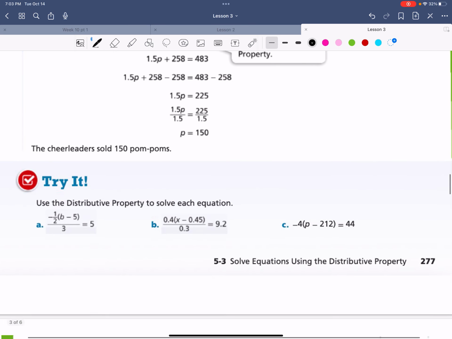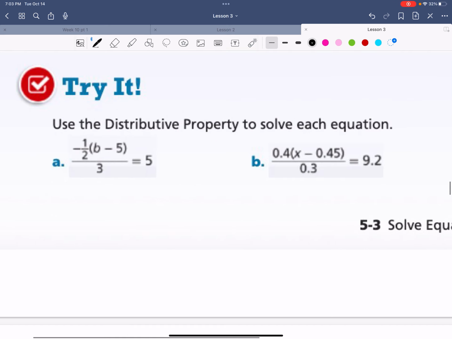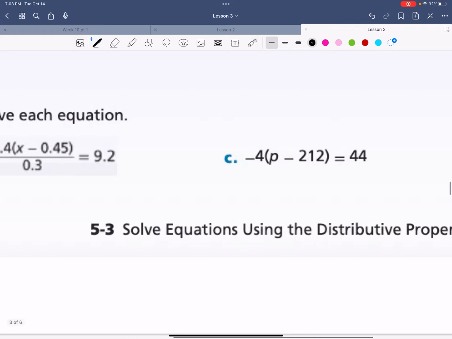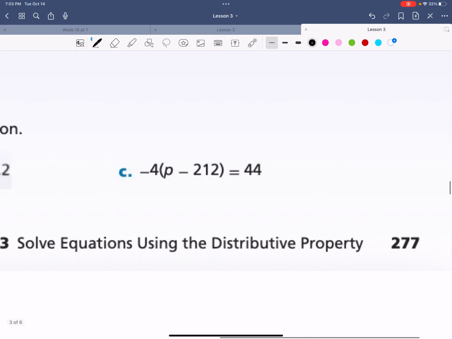Let's move right along to the bottom of page 277. So we have 3 problems here. Let's actually start with problem C, and then we'll go back. We'll kind of work backwards. Before we can solve, we see that we have to do the distributive property. We know that because we have parentheses with a variable inside and a number outside the parentheses. So we need to distribute that number outside the parentheses.